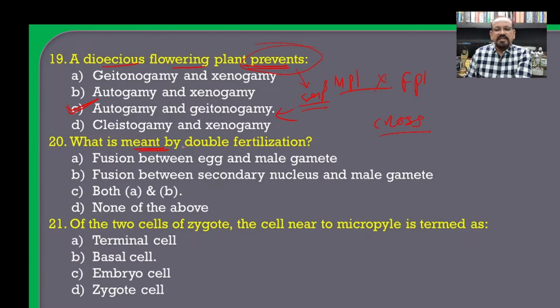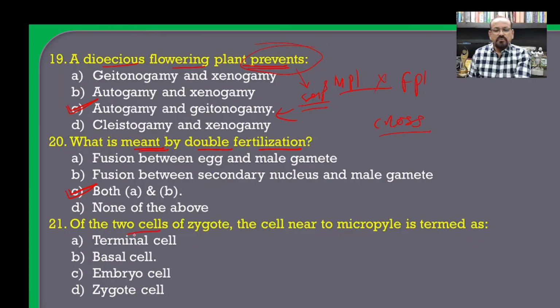Then what is meant by double fertilization? As I told you, utilization of both male gametes in the same female gametophyte, which means one male gamete fuses with the egg and another male gamete fuses with the secondary nucleus. So the first one is the first fertilization and the second one is the second fertilization, and hence it is known as double fertilization. And hence the answer becomes C, that is both fusion between the egg and male gamete and the fusion between the secondary nucleus and the remaining male gamete.